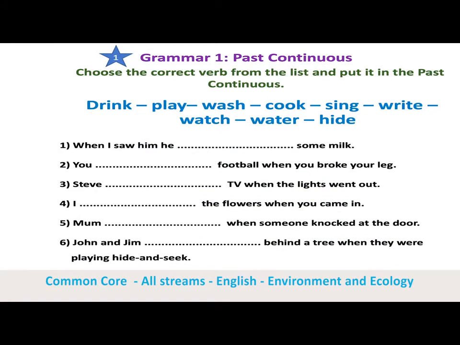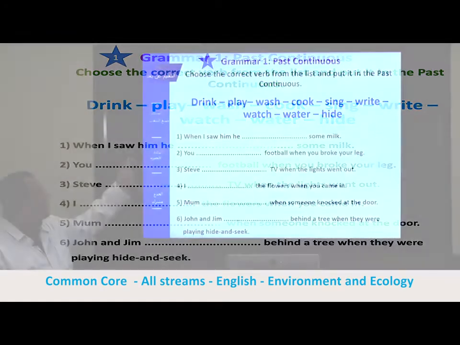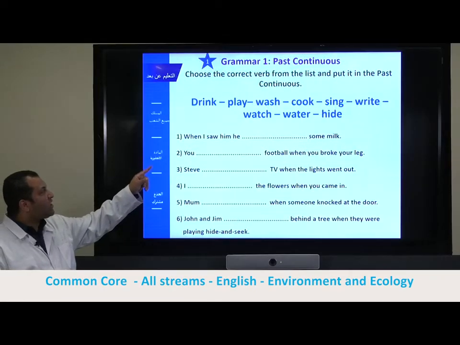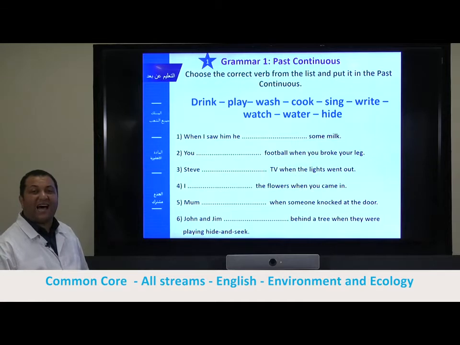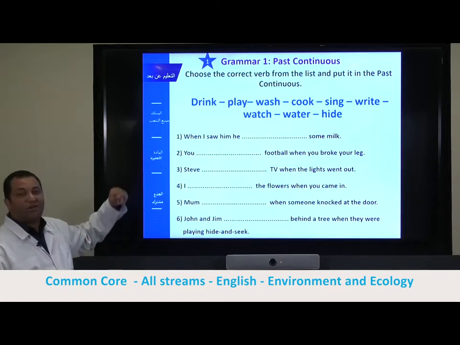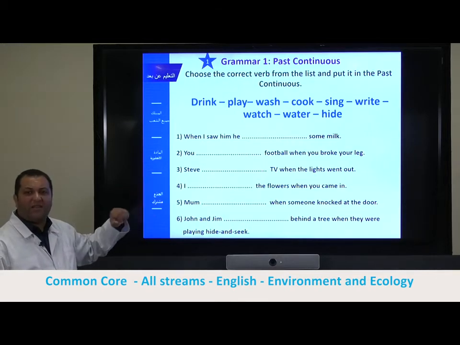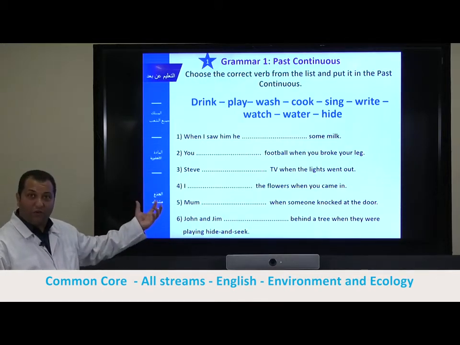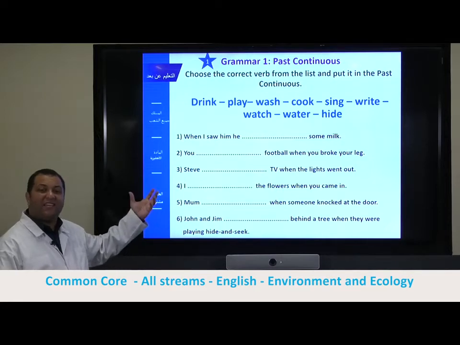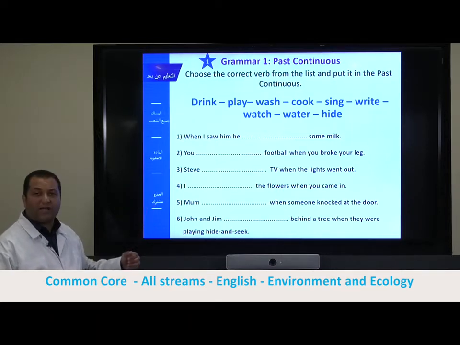Let's deal with exercise number 1. Choose the correct verb from the list and put it in the past continuous. We have the verbs drink, play, wash, cook, sing, write, watch, water, and hide. As you see, this list of verbs contains both forms, regular and irregular. Regular form is the verb plus ed, and the irregular should go back to the irregular verb list.